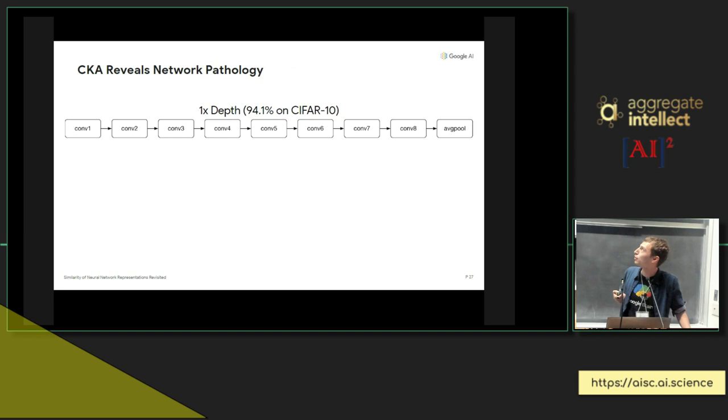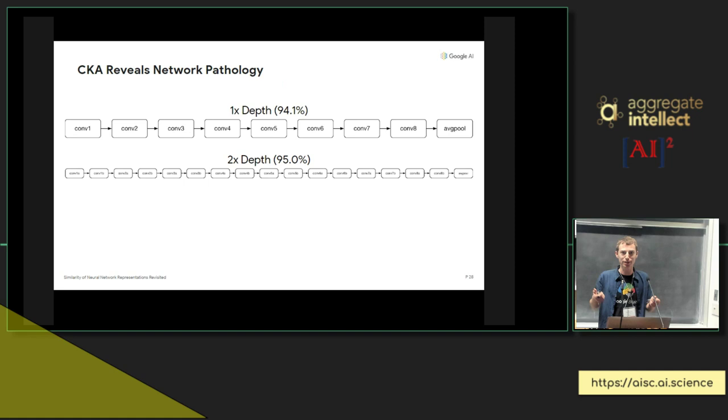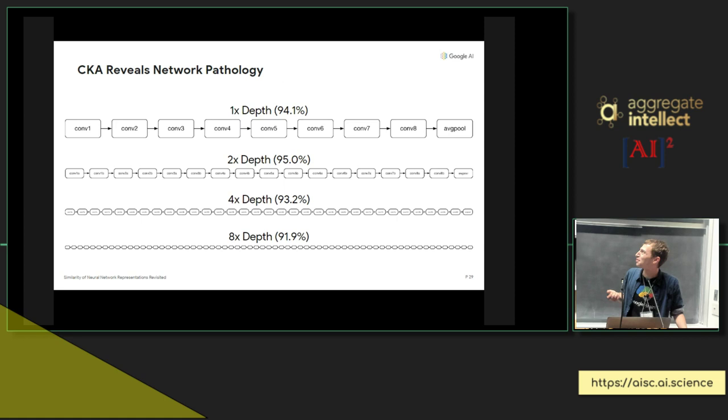We have this 10-layer CNN with 8 convolutional layers, and it gets 94.1% on CIFAR-10. If we make it twice as deep, then it gets 95% on CIFAR-10. So this is the typical deep learning story: you just make it deeper and the accuracy goes up. But the problem is if you make it 4 times deeper or 8 times deeper, the accuracy actually goes down.